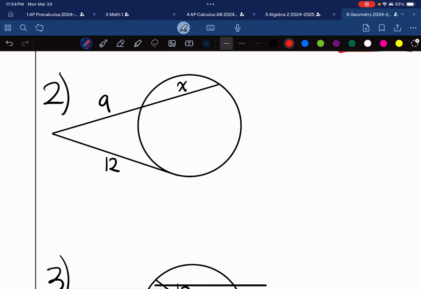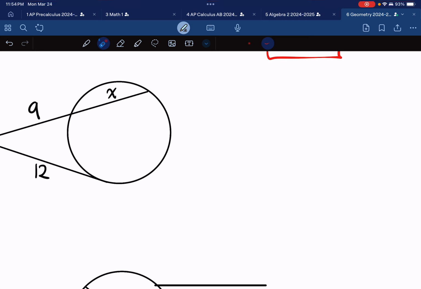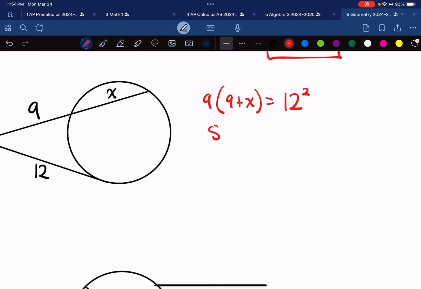All right, let's try another one. So again, I'm going to take 9 and multiply it by the entire length of 9 plus x. So 9 times the entire length of 9 plus x is equal to 12 times itself, because you need to multiply by something. So I'm going to say 12 squared. So over here, I'm going to get 81 plus 9x, and that's going to be equal to 144. Come on now, Apple Pencil, it's probably because I've dropped it so many times.